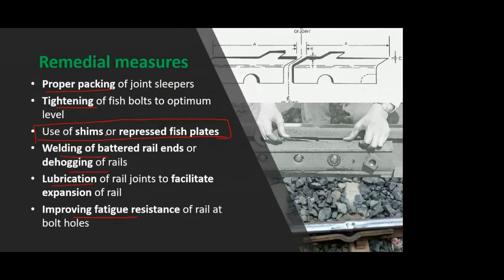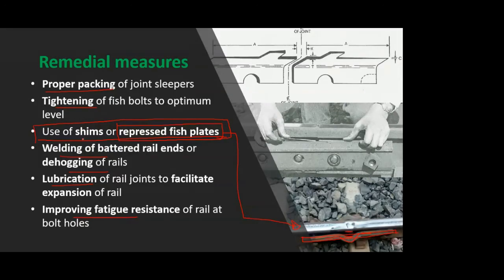Now, the important thing which is done for reducing the evil effects of rail joints is providing shims or repressed fish plate. What is this repressed fish plate? This is the one you can see in this picture at the bottom. We have seen till now that fish plates are flat, but a repressed fish plate is one where, at the joint section, a gap is provided between the actual face of the rail and the fish plate. So this minimizes the evil effects.